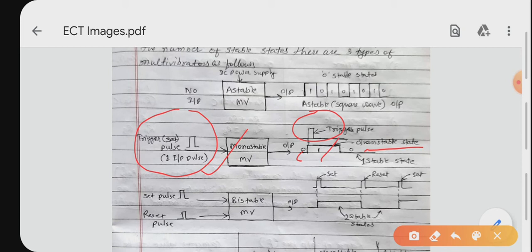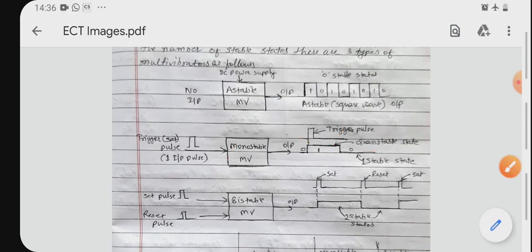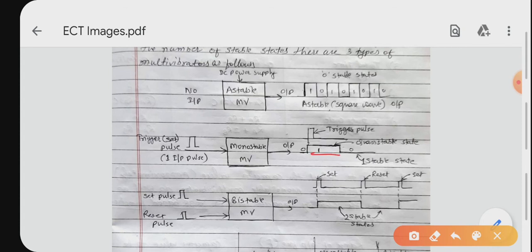There is only one stable state, monostable, and once the trigger pulse is applied, the output remains into its quasi stable or this changed state, which is called as unstable state, and after certain time it will return to its original state, that is a zero state or stable state.